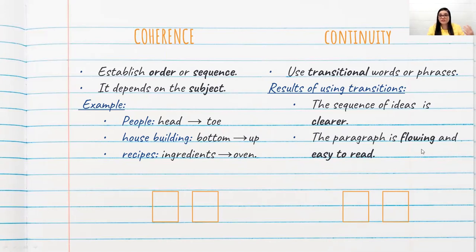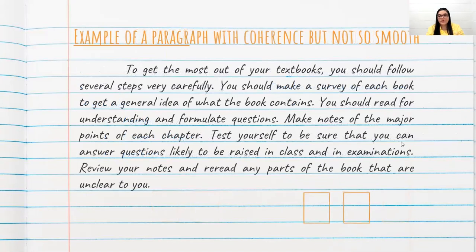So when a paragraph is coherent, it is logical. And when it is continuous, it doesn't lack the connection between one idea and another one. And you can see exactly that one idea is related to the next one. You have an example here.